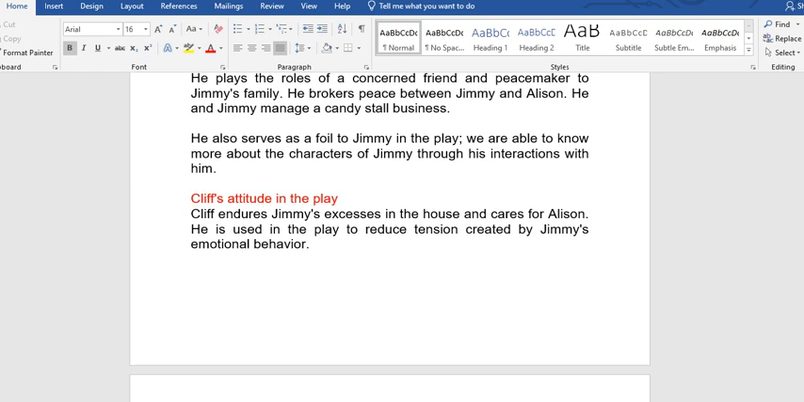He also serves as a foil to Jimmy in the play. We are able to know more about the character of Jimmy through his interaction with him. That is why it's a foil. That's the characteristic of a foil character.